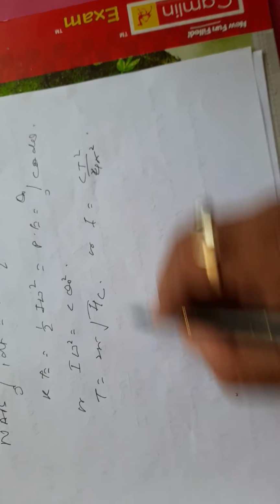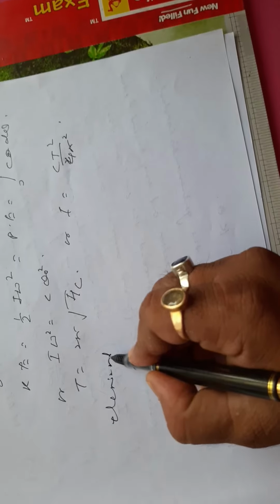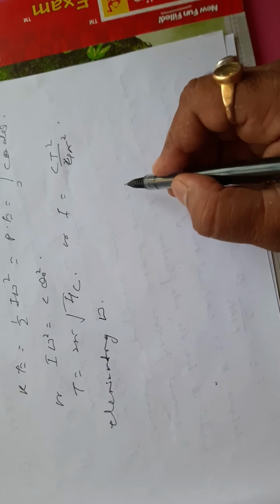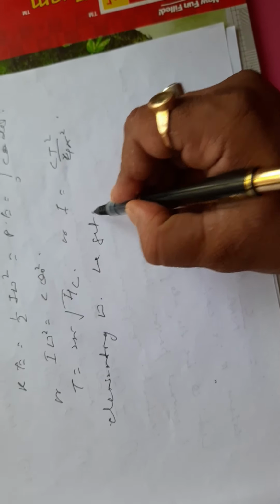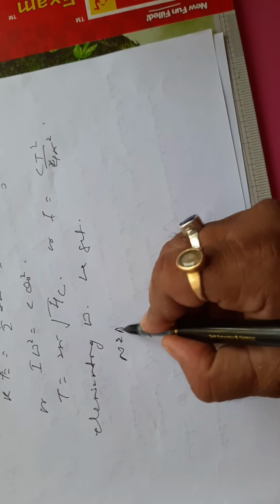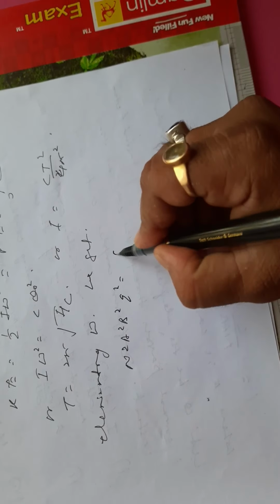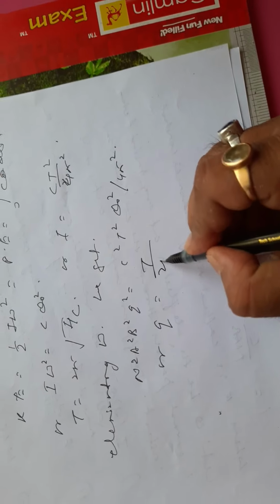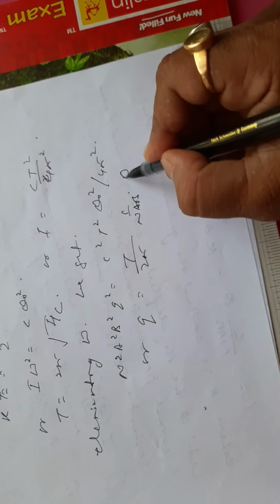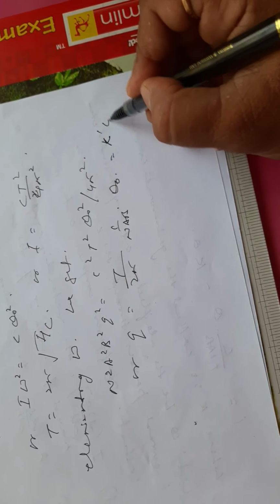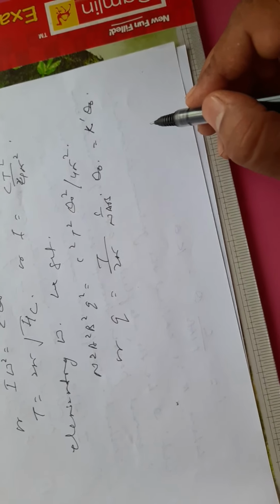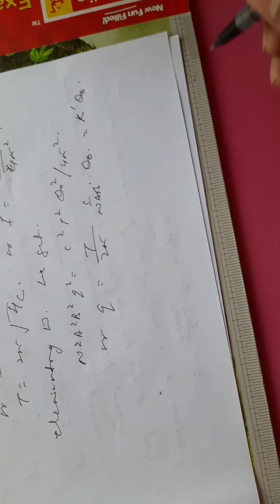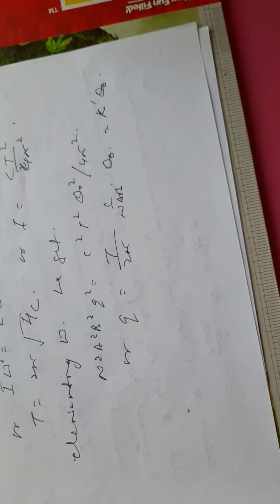Hence, eliminating omega from the previous equation, we get N squared A squared B squared Q squared equal to C squared T squared theta naught squared by 4 pi squared, or Q is equal to T by 2 pi into C by N A B into theta naught, which is equal to K prime times theta naught, where K prime is known as the ballistic constant, or ballistic reduction factor, and theta naught is the first throw or ballistic throw.